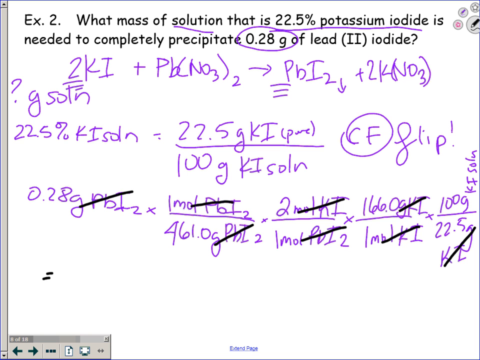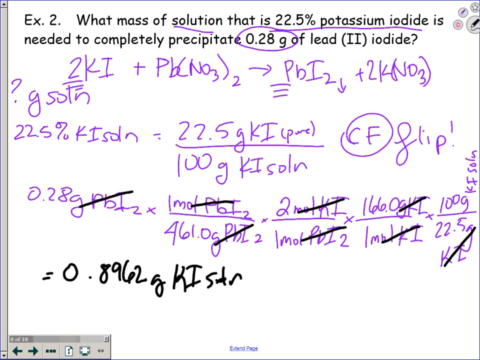Anybody else? Okay, answer. Good. Can you tell me that prior to rounding, point 2-ish, something like that? KI solution. So that's our kind of full answer.